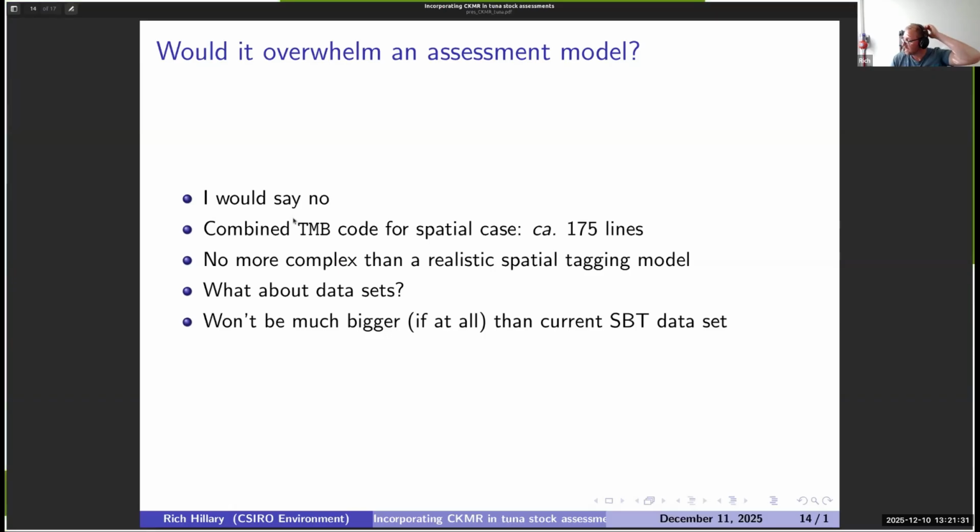What about the data sets when you get into this? Again, even though we're talking about bigger populations, we're talking bigger numbers, you're grouping everything into these useful covariate bunches. So I don't think it'd be much bigger at all than the current SBT data set. And that does not shut down the assessment whatsoever. So I don't think it's a real limitation, even as you build in a reasonable amount of complexity and reality, and you're getting bigger data sets in terms of overall comparisons.